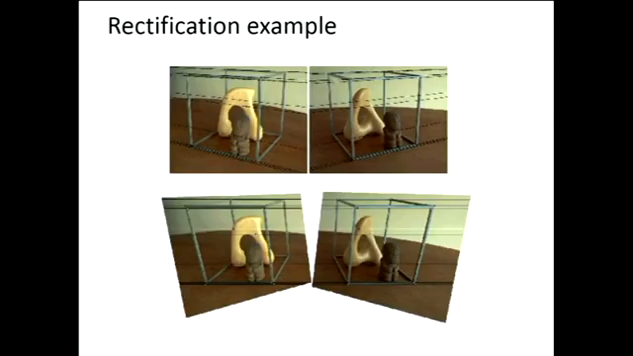So here's an example. I start with two images on the top here that look like normal images, but notice that the epipolar lines are not horizontal. Then after projecting each of these images onto the same plane that's parallel to the camera baseline, now the epipolar lines are all horizontal. And so I can do my stereo in these rectified images.